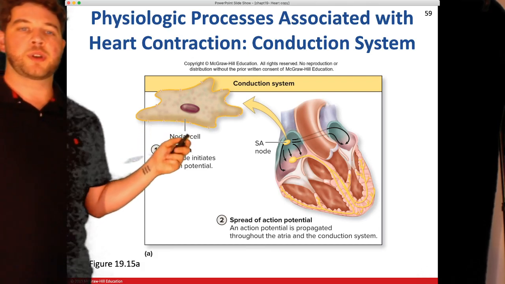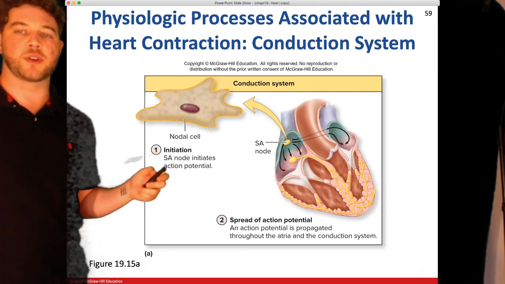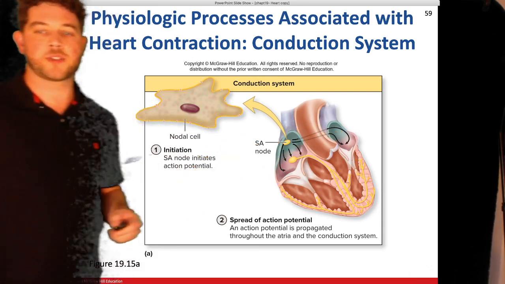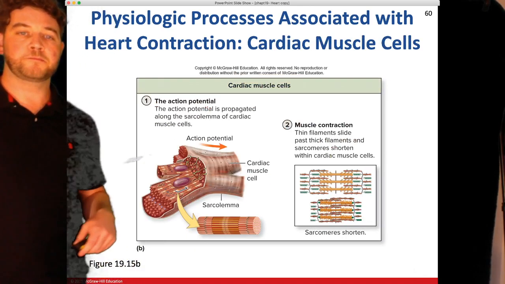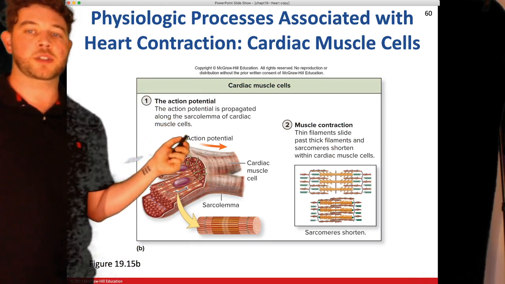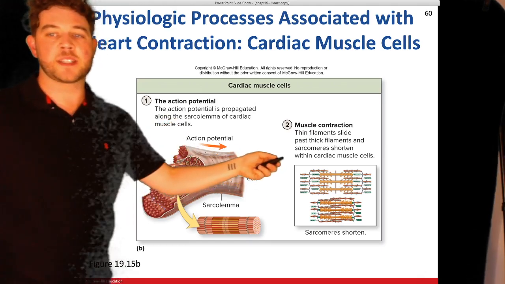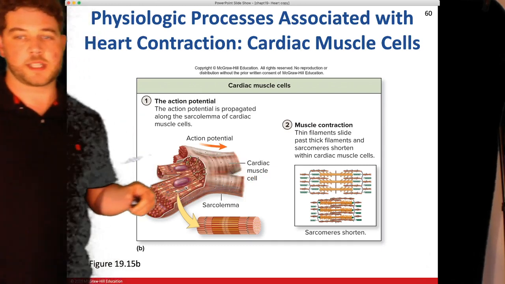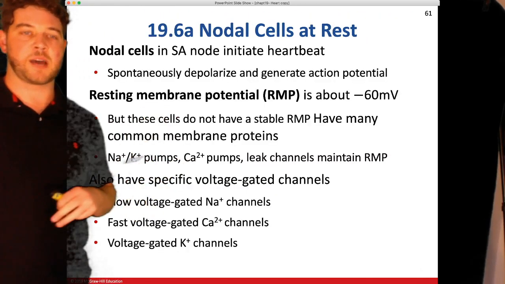Okay, so the SA node initiates the action potential from one of these nodal cells, and again, it starts there and spreads down and across the left atria. The action potential is propagated through the cardiac muscle cells along the sarcolemma, and the muscle contraction allows the thin filaments to slide past the thick filaments, and the sarcomeres shorten within the cardiac muscle cells. That's your basic overview of what's happening.